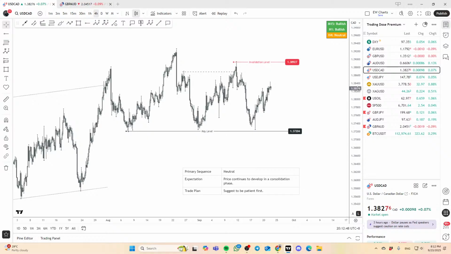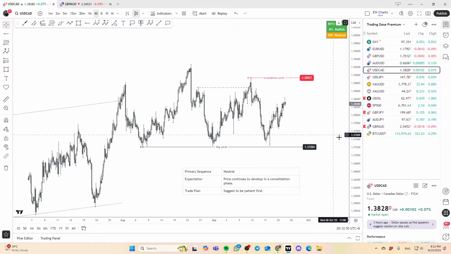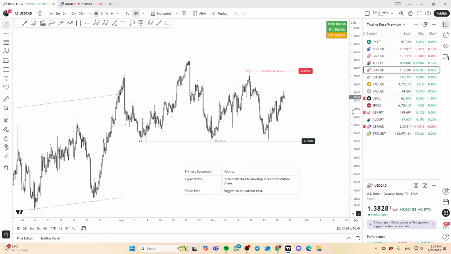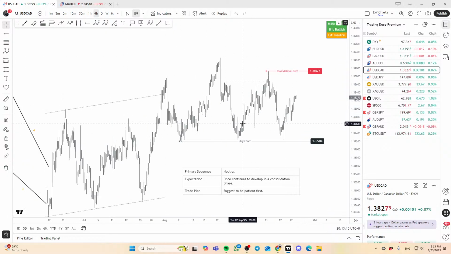Then we have dollar CAD, right, which I do see Marvin is asking about this pair. This is gonna be neutral for now, right? We do see that price is basically in a huge consolidation area, and until we get a decent breakout of it, I would very much just remain neutral on this. Okay, because this pattern structure, to be honest, is just not tradable, right?